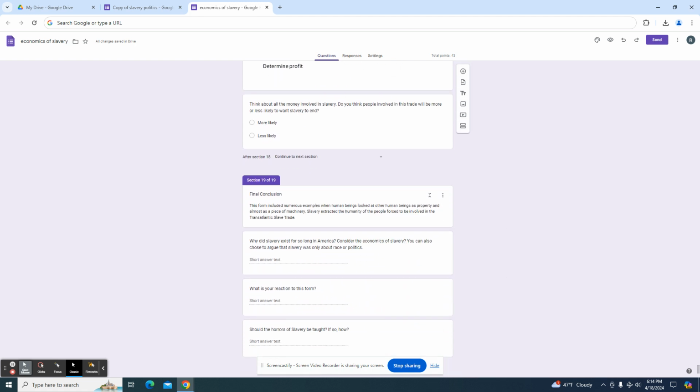And in this particular section, I try to get students to think about their reaction to this form. But mainly the goal here is to have an understanding about the role of economics, and that the economics is going to create a situation where there's just too many hands, too much money being made off slavery, which is part of the reason why it's going to exist for so long.